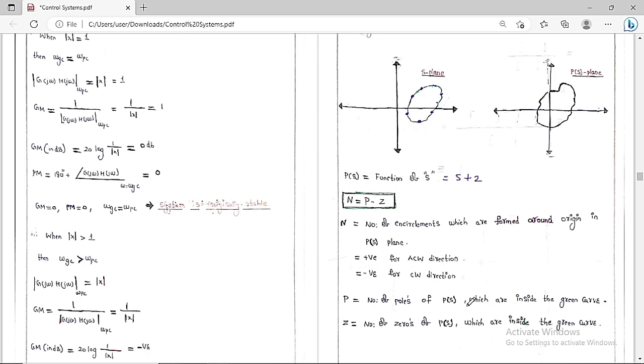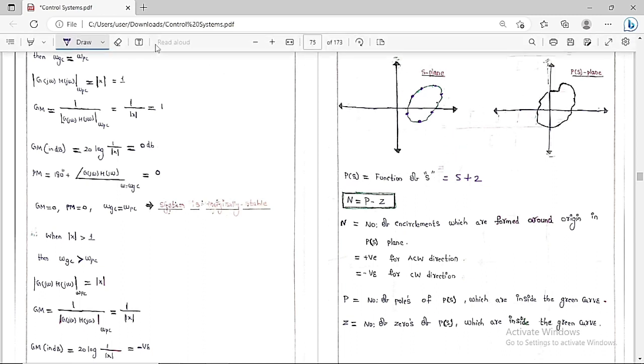I will explain some important concepts here. First, suppose for a small example, as I have already told you, there is a locus of points. I take all these points in my S plane and put them into the function P of S. Then I get some real part and imaginary part, and if I plot them on the P of S plane, I get a curve. So I am mapping from the S plane to the P of S plane, as you can see clearly here.